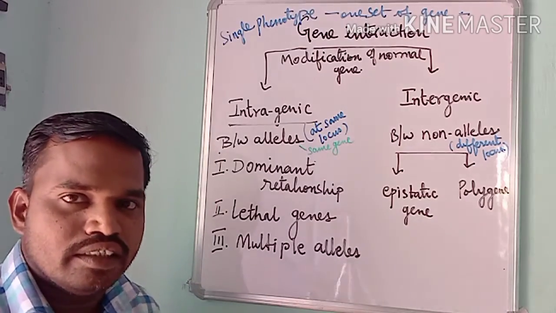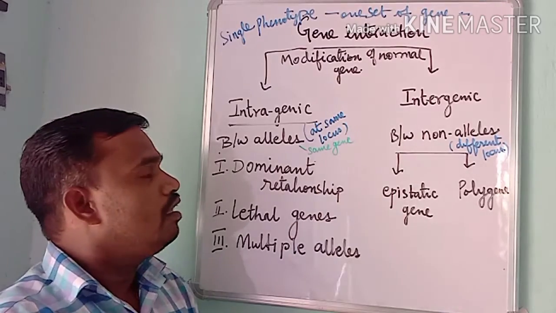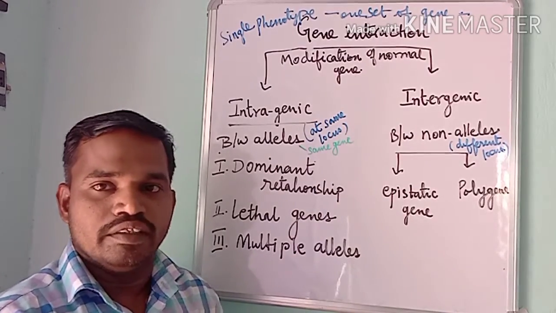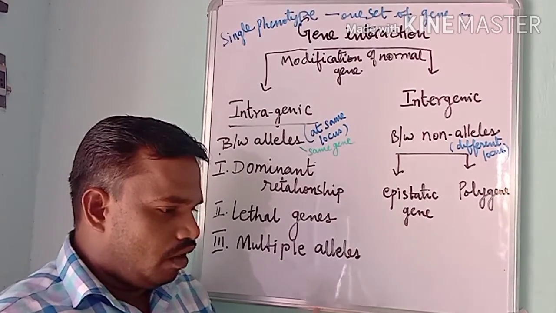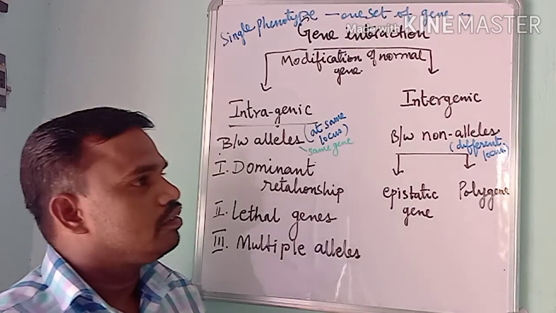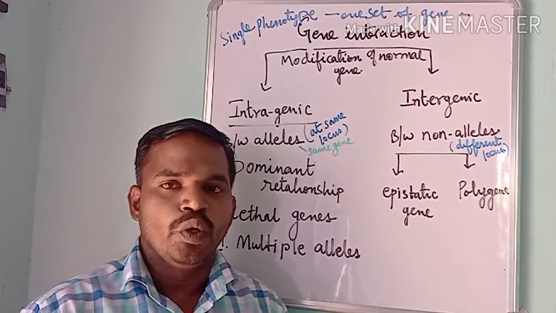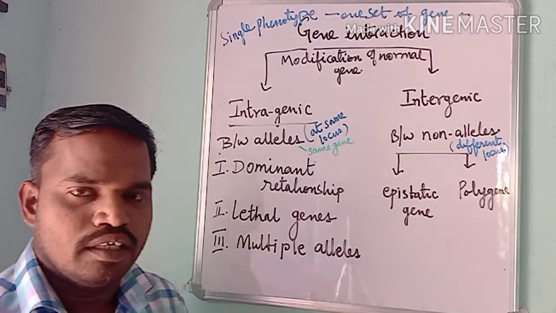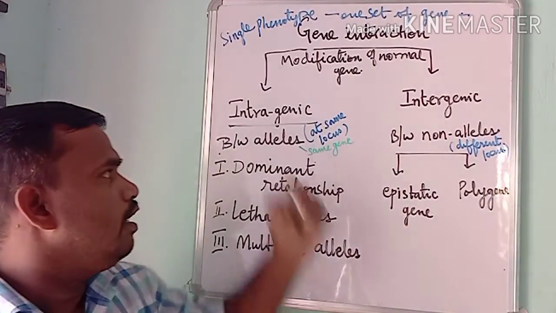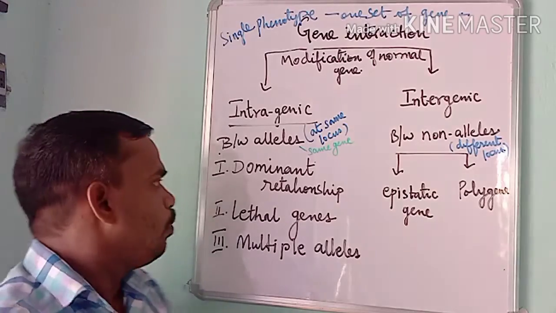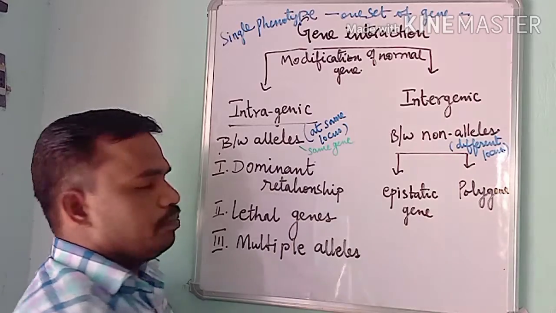So gene interaction is the modified function of the normal gene phenotypically, the modification of the normal gene which expresses the phenotype due to its alleles or non-allelic interactions. Under the intragenic interactions, we can see different things: dominant relationships.